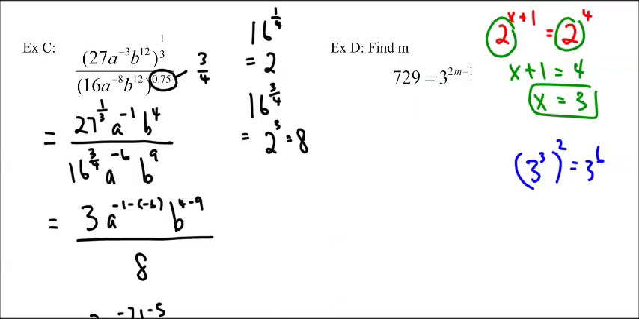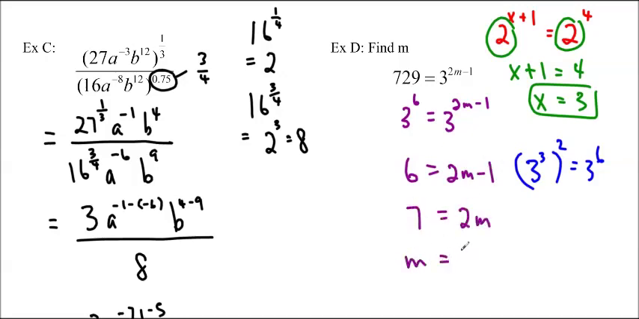So this is going to be, I'm going to just use a different color here, 3 to the 6 equals 3 to the 2m minus 1. And so 6 equals 2m minus 1, and then I can just solve for it. So 7 equals 2m, and m equals 7 over 2. And that's how I find m, like that.